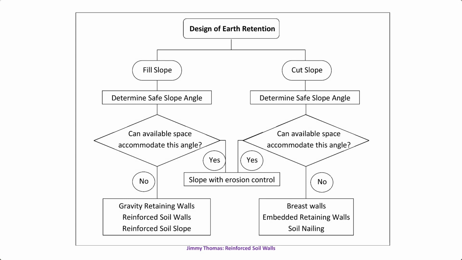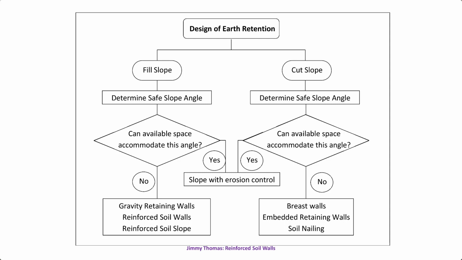So now, if you look at a problem of earth retention, we have to make either a fill or a cut. The first difference is, are we going to retain fill or are we going to retain cut? If it is a fill slope, first we have to determine the safe slope angle. Depending on the height, the properties of the soil, and the properties of the foundation soil, there is a safe slope angle for that particular problem. Then we ask the question, can the available space accommodate this angle? Suppose we determine the slope is 30 degrees or 45 degrees. Do we have enough space to accommodate that?